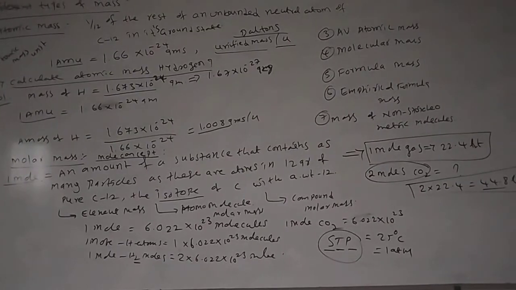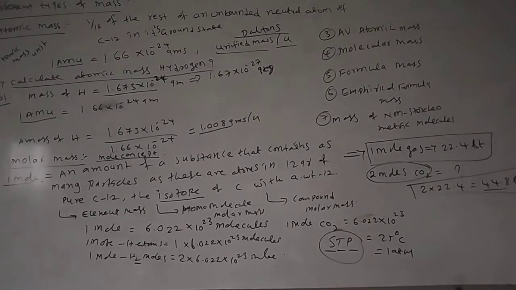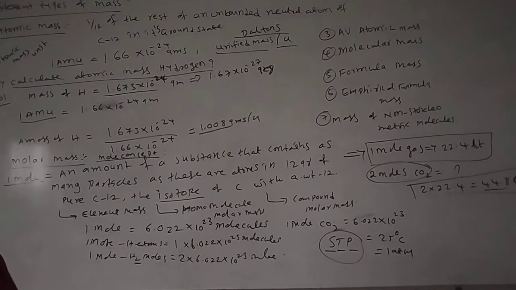What is the volume of 1 mole of gas? 1 mole of gas occupies 22.4 liters, and remember, 1 mole is equal to 6.022 into 10 to the power of 23 molecules. Okay, this is finished.